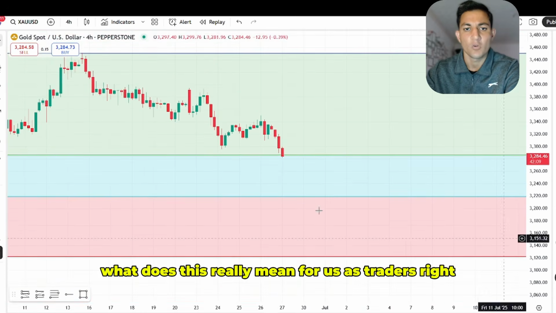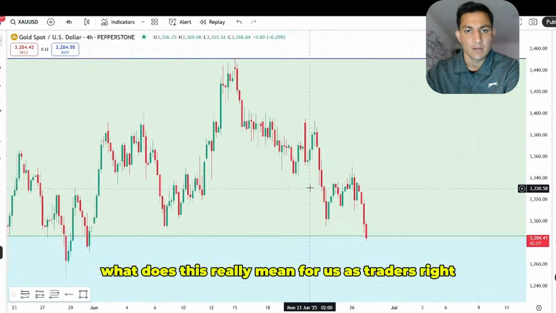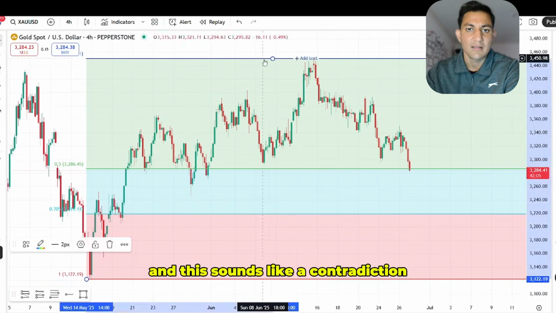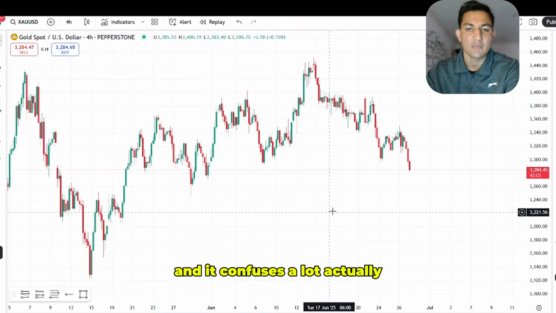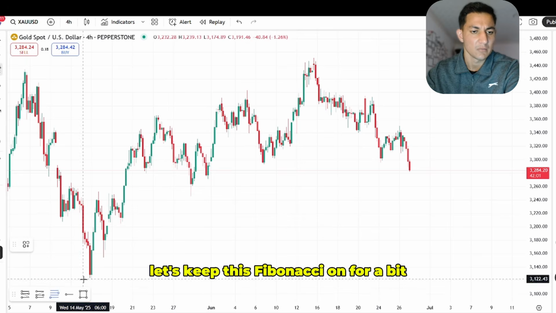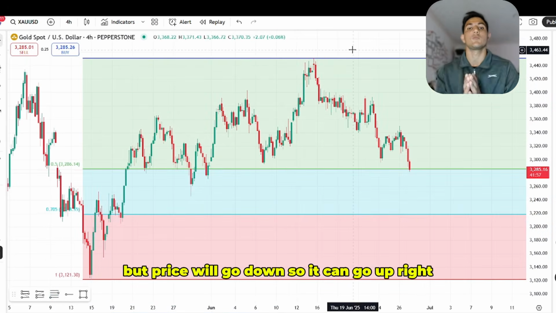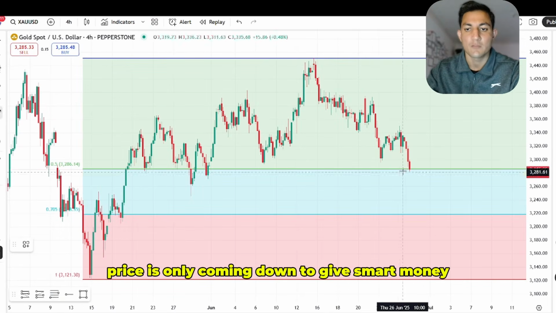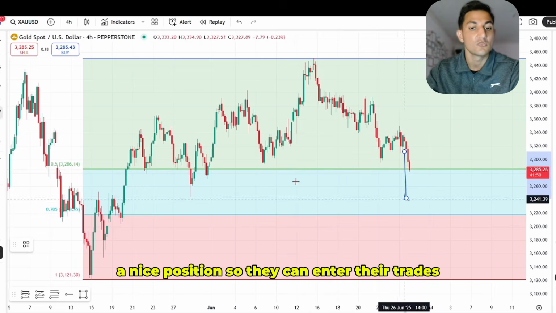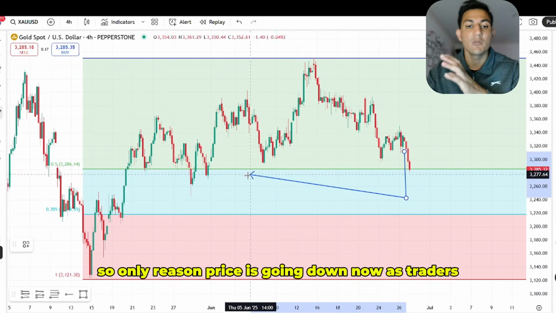I know we're on the 4-hour chart, but you can almost see prices pumping up as it goes below it. But anyway, what does this really mean for us as traders? Actually, let's keep this Fibonacci on for a bit. This sounds like a contradiction, and it confuses lots of traders, but price will go down so it can go up. Price is only going down to give smart money a nice position so they can enter their trades. It's the only reason price is going down.